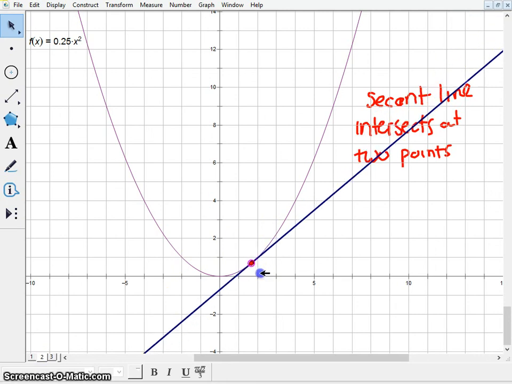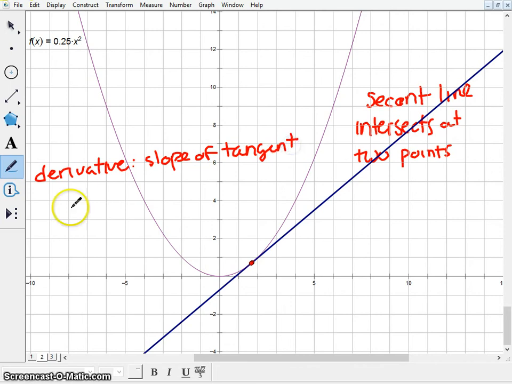Now, that slope at just one point is that thing that I was talking to you about called the derivative. Now, we're going to be spending a whole bunch of time on derivatives, but all it is is the slope of the tangent line at a point.